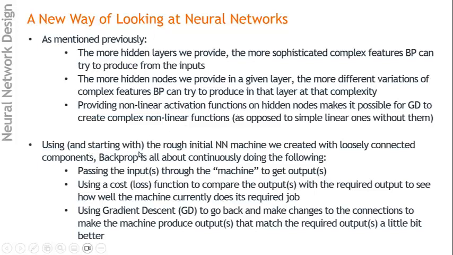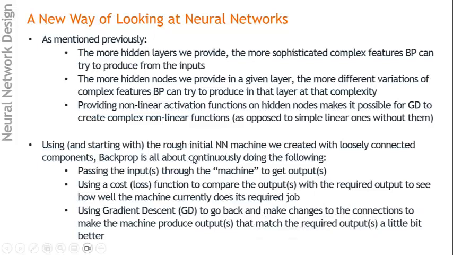So starting with the rough initial neural network machine we created with loosely connected components, backprop is all about continuously doing the following. Passing the inputs through the machine to get outputs. So this is forward propagation. Using a loss function to compare the outputs with the required output to see how well the machine currently does its job. Then using gradient descent to go back and make changes to match the outputs with the inputs.